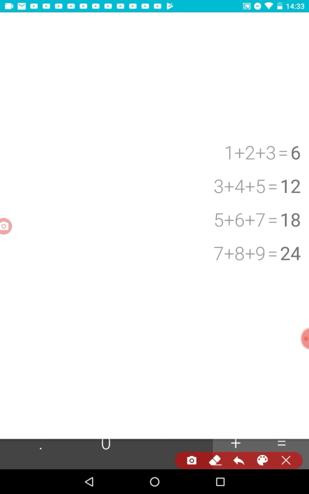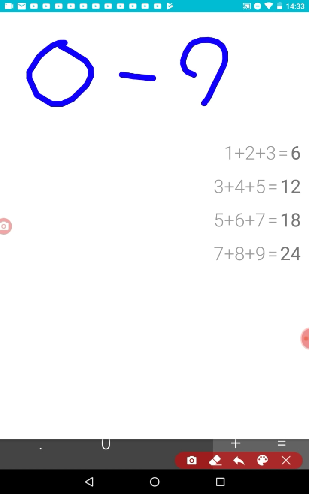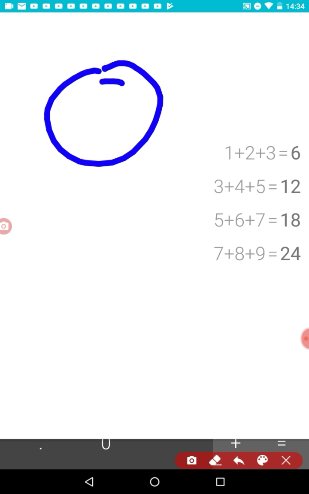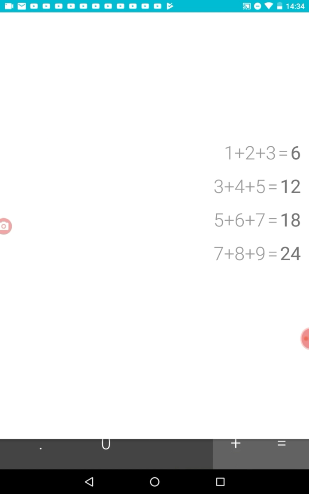0 not really being a number because it's nothing. 0 to 9 is 10, isn't it? You've got 1, 2, 3, 4, 5, 6, 7, 8, 9. That's 9 numbers. 0 where it starts from. 0 not being a number, but it represents time and space, just constantly going round and round and round, all the time. Space-time.